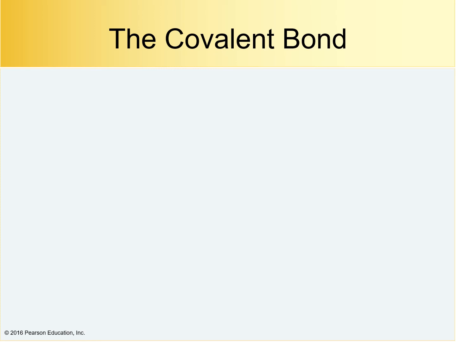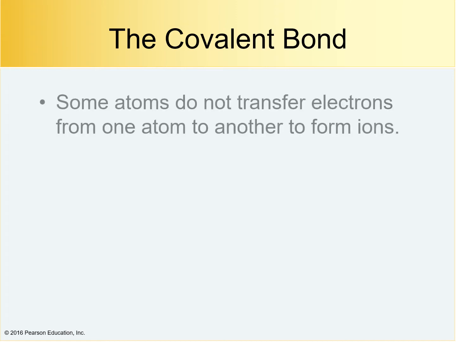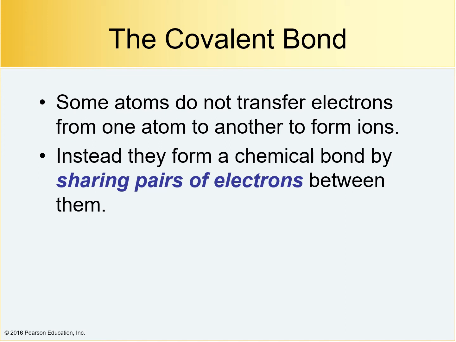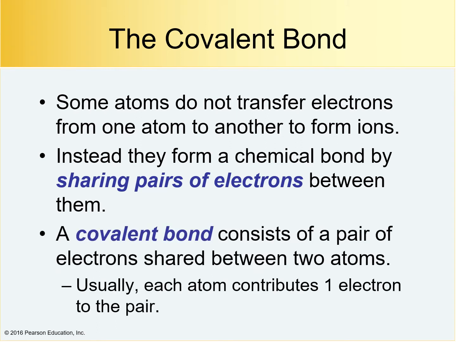In our last video, we talked about ionic bonds, which are formed by the transfer of electrons from one atom to another. In this video, I want to talk about covalent bonds. Some atoms do not transfer electrons from one to another to form ions. Instead, they form a chemical bond between the two atoms by sharing a pair of electrons. This is what is known as a covalent bond, or the sharing of a pair of electrons between two atoms. And most of the time, each atom contributes one electron to that pair.